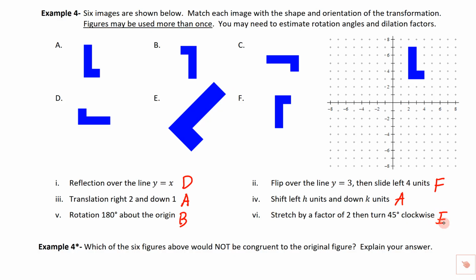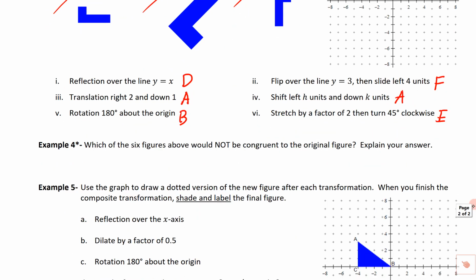And remember, it said we didn't have to use all of them. So we used D, we used A, we used B, we used F, we used A twice, and then we used E. This is the one that we didn't use. Okay, so let's slide down here and take a look.